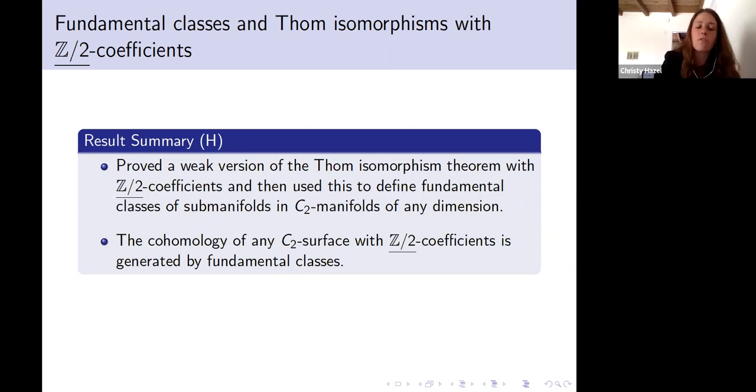Tying this back to the surface computations, I was able to show the cohomology of any C2 surface with constant Z2 coefficients is generated by these fundamental classes. So this gave a very concrete geometric way to think about the answer, and it also made computing the ring structure much more accessible. So this is just one example of following this plan of attack: computing the cohomology of surfaces, then coming up with these classes that work for manifolds in any dimension, and then going back to the surfaces and seeing these classes really do give a good interpretation of that first answer.